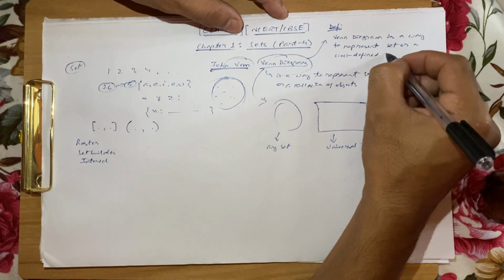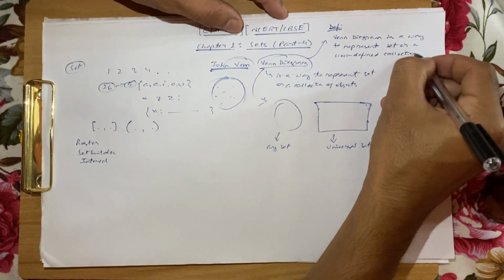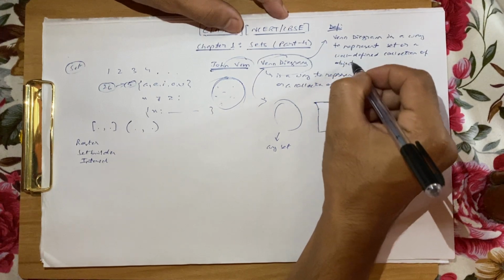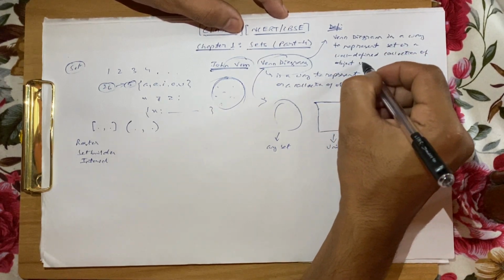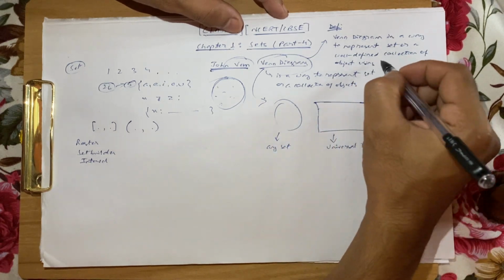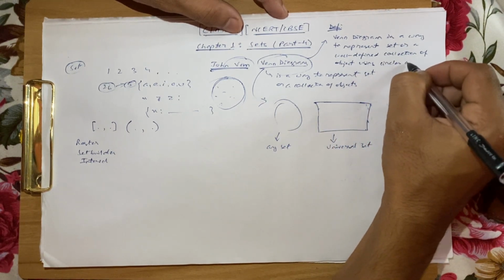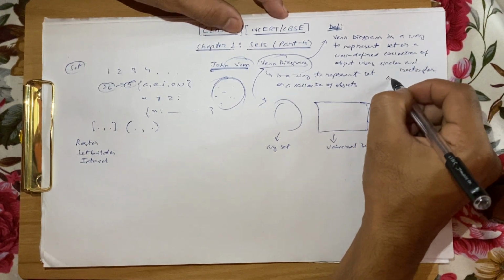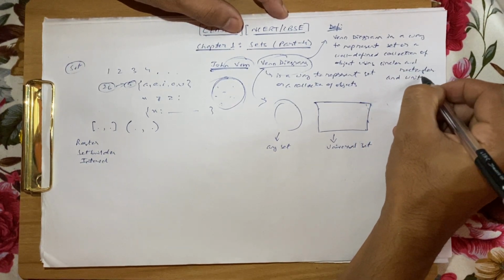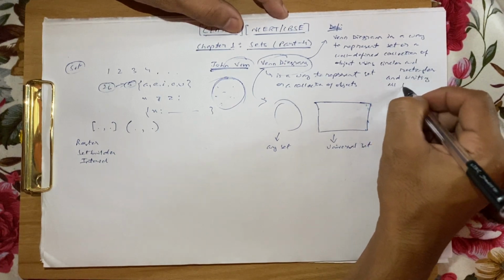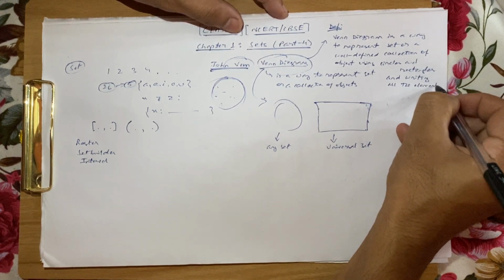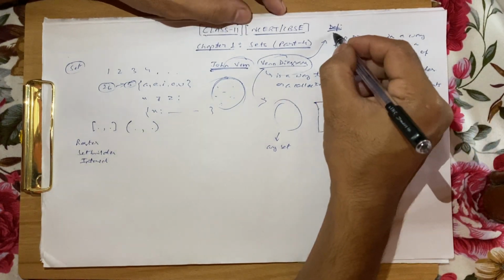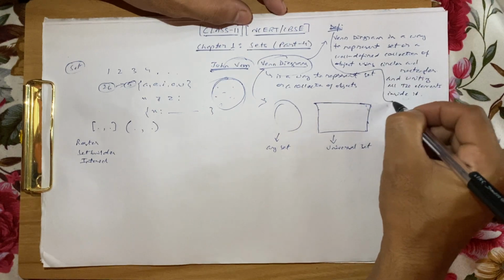This means the same thing, because whenever a collection is well-defined, then only it becomes a set. Okay, well-defined collection of objects using what? Circles and rectangles. Using circles and rectangles, and writing all the elements inside it. Okay, this is important, writing all the elements inside it. So this is the definition of a Venn diagram, the proper definition.